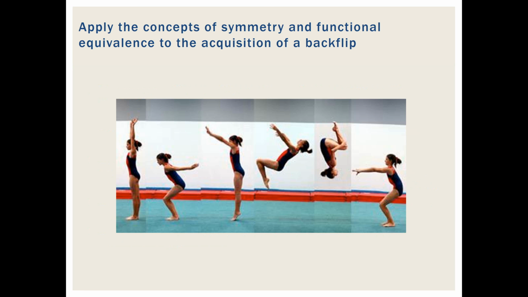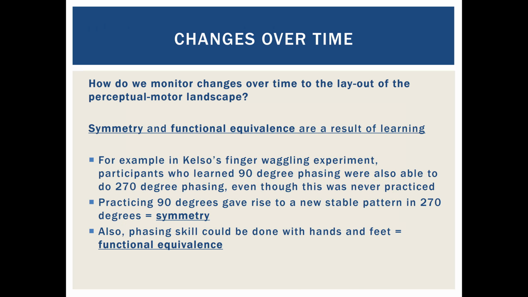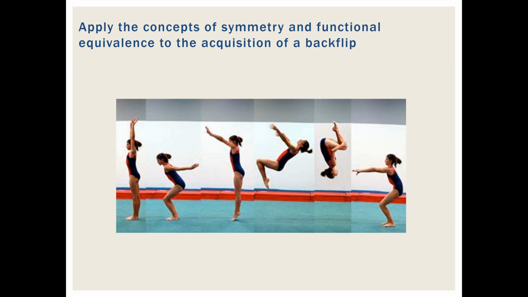So what if you were to apply symmetry and functional equivalence to the acquisition of a backflip? How would we be able to see symmetry in someone backflipping? Let's say someone practices over and over and over again. When would you say, oh, I think that based on the constraints-led approach, this person is learning because I can see symmetry? Remember, this was symmetry, right? A new attractor state emerges, even though you don't train it.